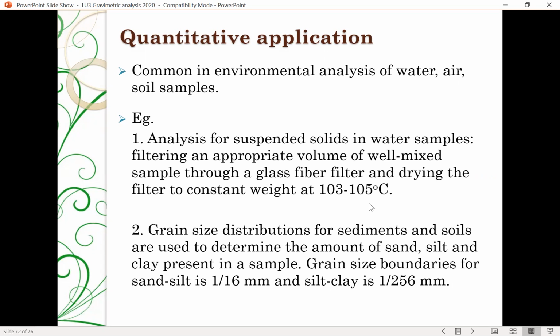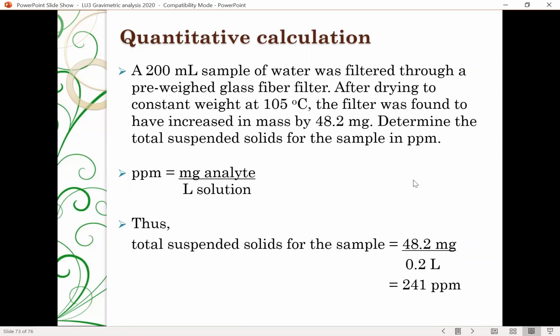Of course, there are many more, but these are the common applications of particulate gravimetry. Let's look at the quantitative calculation. You have done some of this type of calculation for experiment 2 again. And then let's see here, we have a 200 ml sample of water, which was filtered through a pre-wet glass fiber filter. After drying to constant weight at 105 degrees Celsius, the filter was found to have increased in mass by 48.2 milligram.